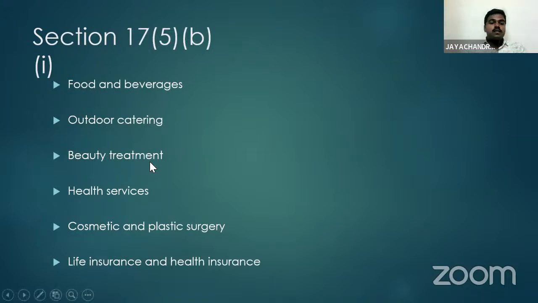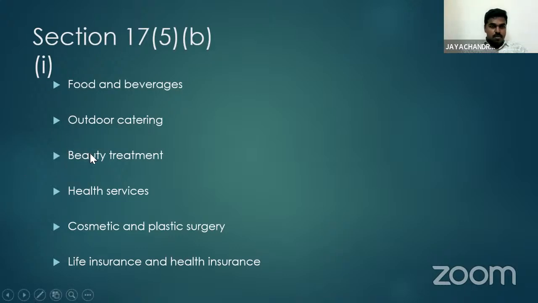Next, beauty treatment, health services, cosmetic and plastic surgery. What a businessman will do is, he'll run some line of business, and wherever he goes for beauty treatment, health services, cosmetic surgery, he will provide the GST number to that person. They will also file the GST return, and the ITC will be credited to that particular business person's account. But he will do the business of something, it can be trading, whatever. He will avail all those ITC, and this ITC will keep on accumulating in his GST account.